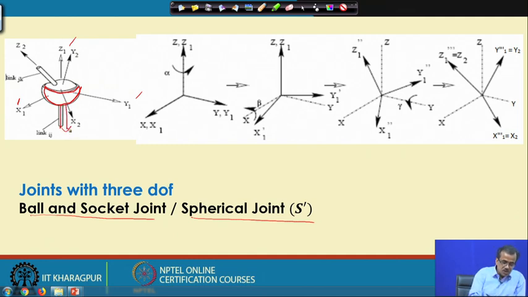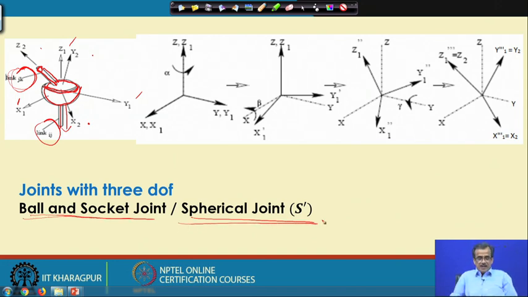And the output link, whose coordinates are x2, y2 and z2, is connected to this part, and this is the output link, link j k. Now, starting from input link i j, if I want to go to link j k, how many rotations are required? If I can start from x1, y1, z1 and reach x2, y2, z2 through some minimum number of rotations, that will be the degrees of freedom or connectivity of this ball and socket joint or spherical joint.